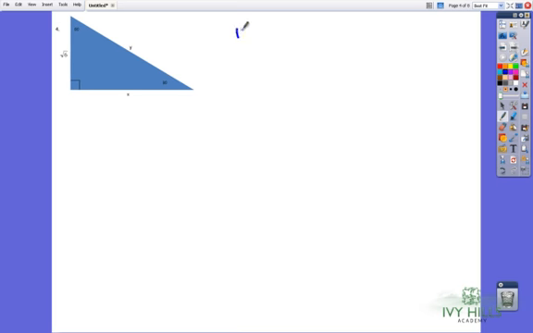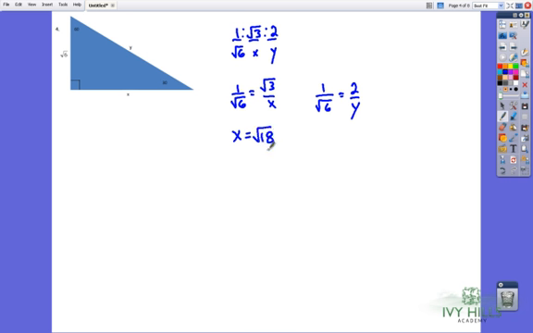Number 4 is another 30, 60, 90 triangle, so we will use 1, root 3, 2. My short leg of this triangle is root 6. My long leg is x, and my hypotenuse is y. Separating it into its individual pieces, I will have 1 over root 6 equals root 3 over x, and 1 over root 6 equals 2 over y. Cross multiplying my first proportion will give me x equals root 18.